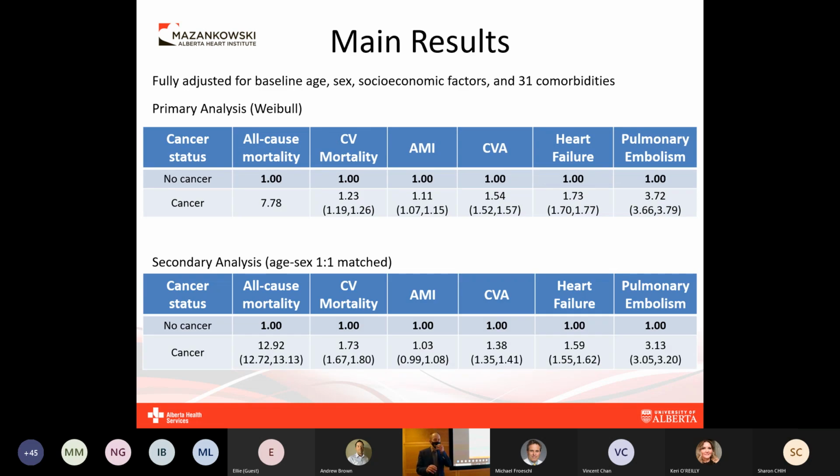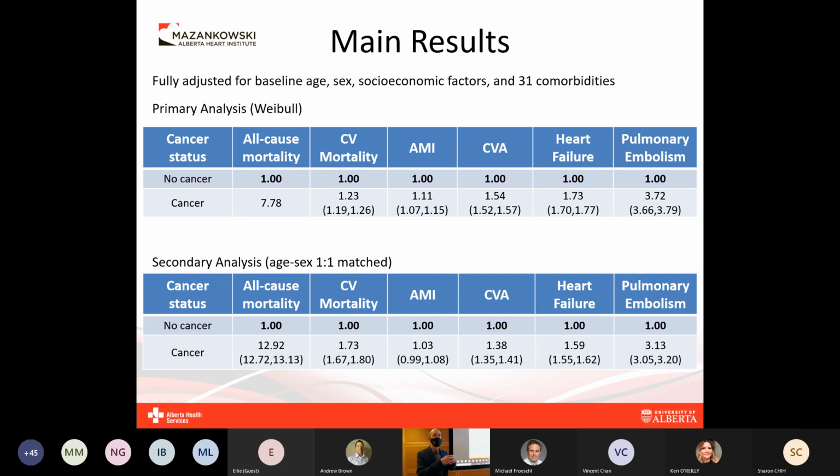And so we decided to adjust for age, sex, socioeconomic factors, cardiovascular risk factors. And what we found after doing these adjustments is that the rates of cardiovascular mortality, stroke, heart failure, pulmonary embolism, and even MI was higher in the cancer group when you followed these patients. But then when we did a secondary analysis matching age and sex, the risk of MI was no longer significant. But the risk of all-cause mortality, cardiovascular mortality, stroke, heart failure, pulmonary embolism was all higher in the cancer group.